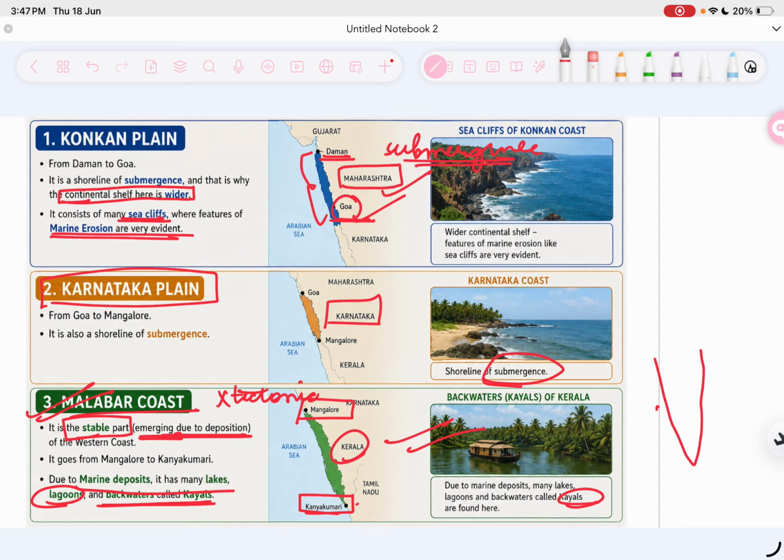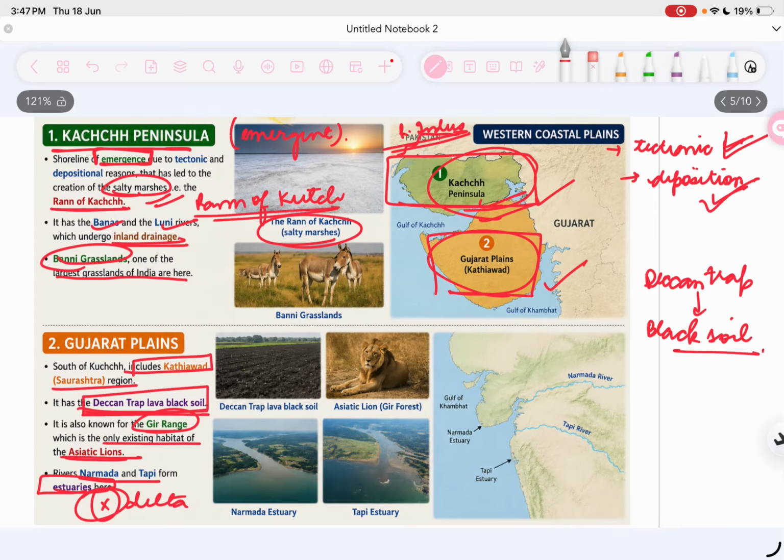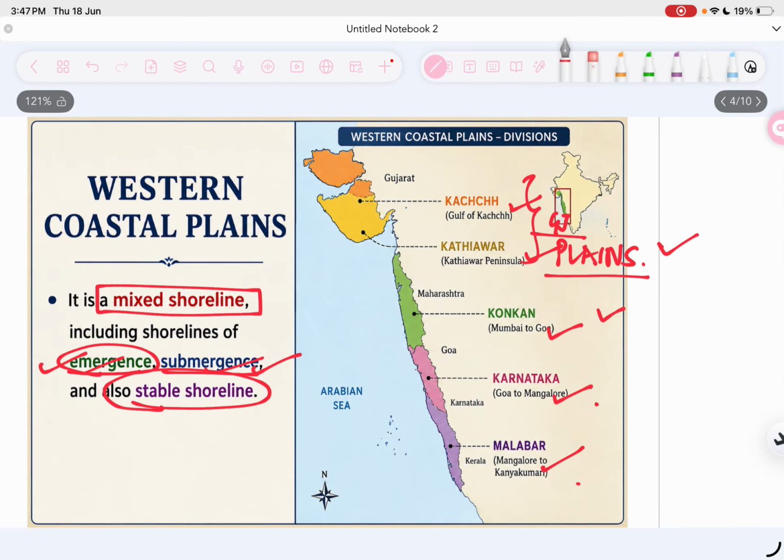Now what is this backwater? It is when water from the coastal region comes back into the inland region. So that is basically a backwater. Now these backwaters of Kerala are given a unique name, that is kayals. So we are done discussing the divisions and features of the western coastal plains.